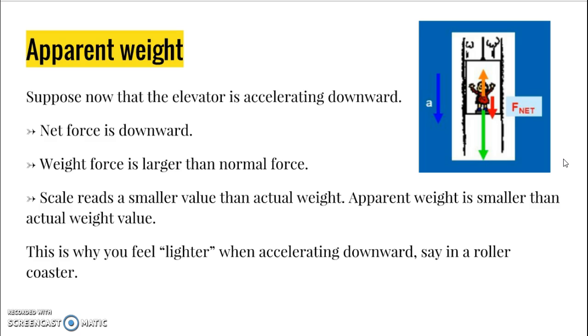Now, if we had this situation where the elevator is accelerating downwards, in this case, acceleration is pointing down, so net force has to be pointing down. So in this case, our weight force has to be larger than our normal force. Right, so then our scale is going to be reading a smaller value than our actual weight. So therefore, our apparent weight is going to be smaller than our actual weight value. This is why you feel lighter when accelerating downwards. On that same roller coaster example, you're going downhill, you're accelerating downwards, you feel lighter. Your apparent weight is smaller than your actual weight.